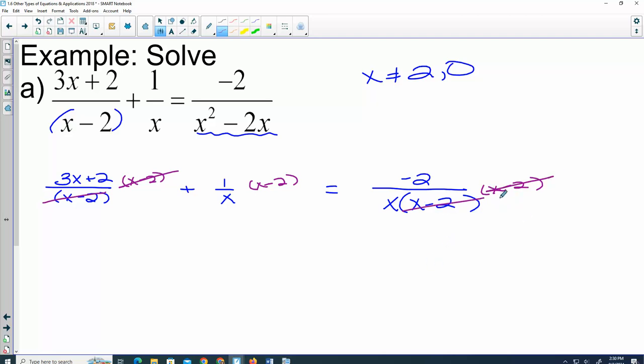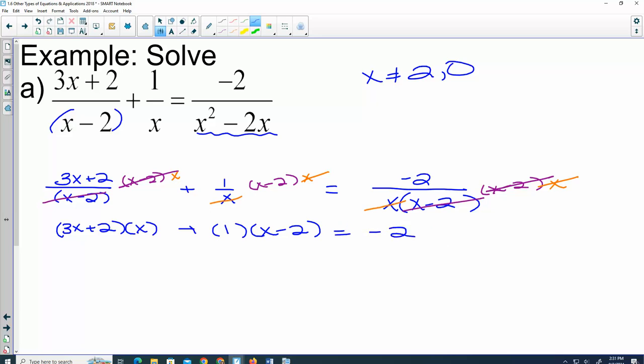No, we still have fractions. So now what do I have to multiply by? So everything gets a plain x. And these drop. And those drop. The first one I have 3x plus 2 times x. This one I have 1 times x minus 2. And over here everything cancels except my negative 2.